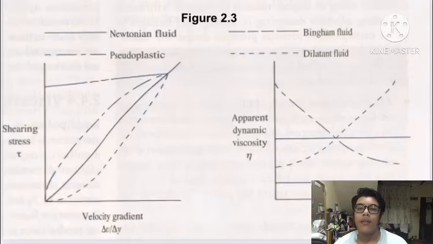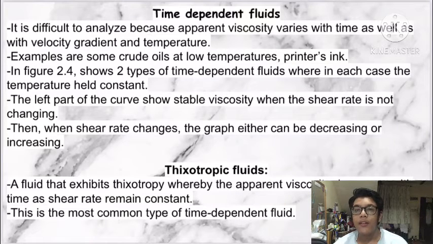So the next type is about the time-dependent fluids. For time-dependent fluids, it is difficult to analyze because apparent viscosity varies with time as well as with velocity gradient and temperature. Examples are some crude oils at low temperatures and also printer's ink. Figure 2.4 shows two types of time-dependent fluids, where in each case the temperature is held constant. The left part of the curve shows stable viscosity when the shear rate is not changing. Then when the shear rate is changing, the graph can be decreasing or increasing.